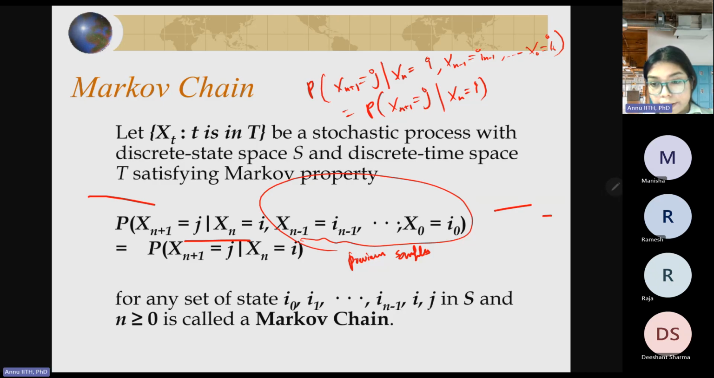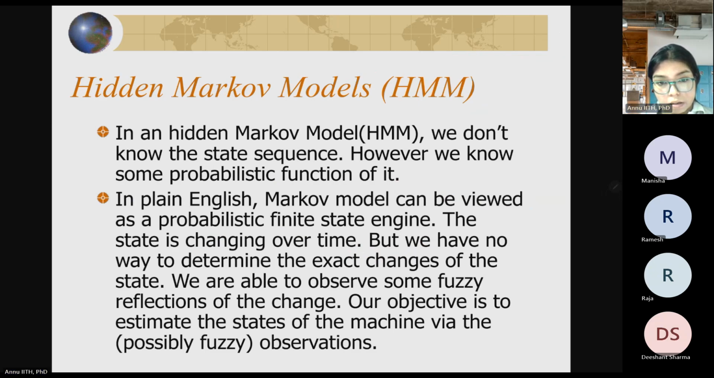Now coming to hidden Markov models. In a hidden Markov model, we don't know the state sequence itself. However, we know some probabilistic function of it. In plain English, a Markov model can be viewed as a probabilistic finite state engine: the state is changing over time, but we have no way to determine the exact changes of the state. We are able to observe some fuzzy reflections of the change. So our objective is to estimate the states of the machine via these fuzzy observations.